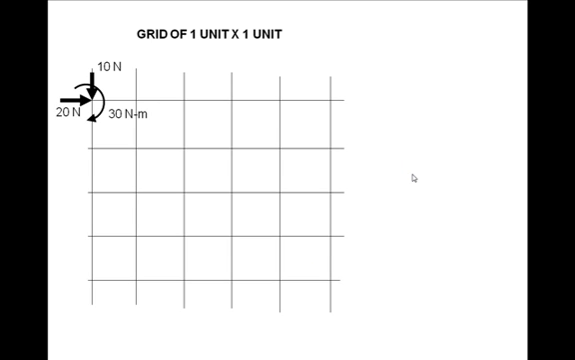Since this is going to be crucial, here we are going to do some examples of transferring forces and moments. So let's say I have on this top corner, this is a grid of 1 unit by 1 unit, so all the distances are 1. On the left top I have 10 Newton downward, 20 Newton towards my right, and a 30 Newton meter moment, and my intention is to transfer all these forces here.